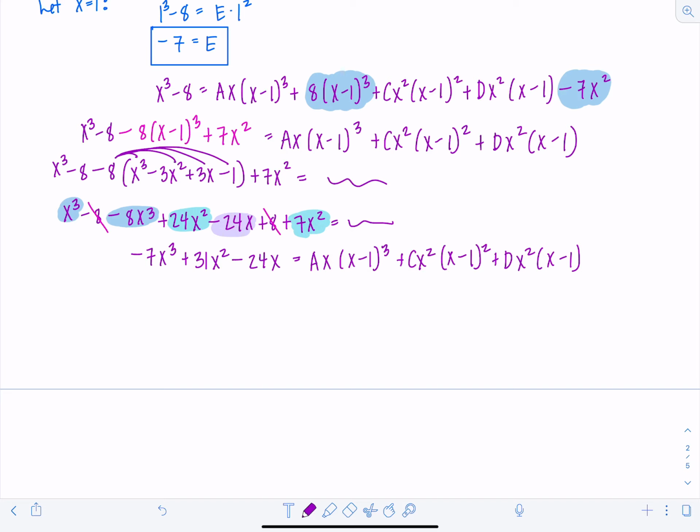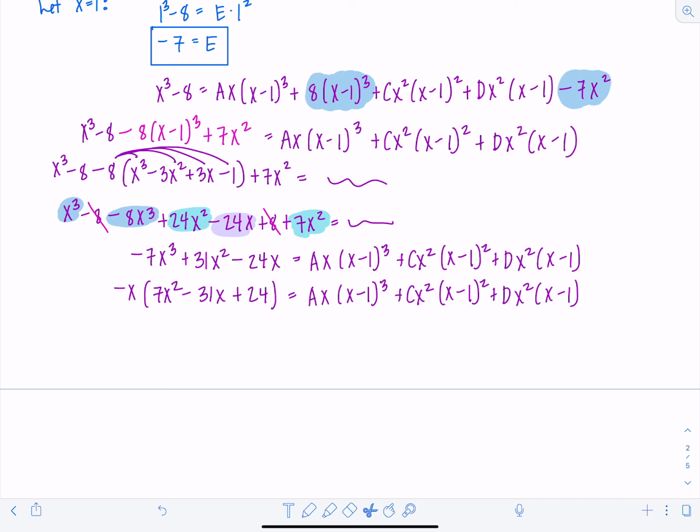Okay, now our job is to try to factor the left-hand side so that we can cancel or reduce out one of the factors in the whole equation. I can take out a negative x, and then I'm left with 7x squared minus 31x plus 24 equals this stuff. Now, in order for this to get anywhere, one of the factors here has to match one of the factors on the right-hand side.